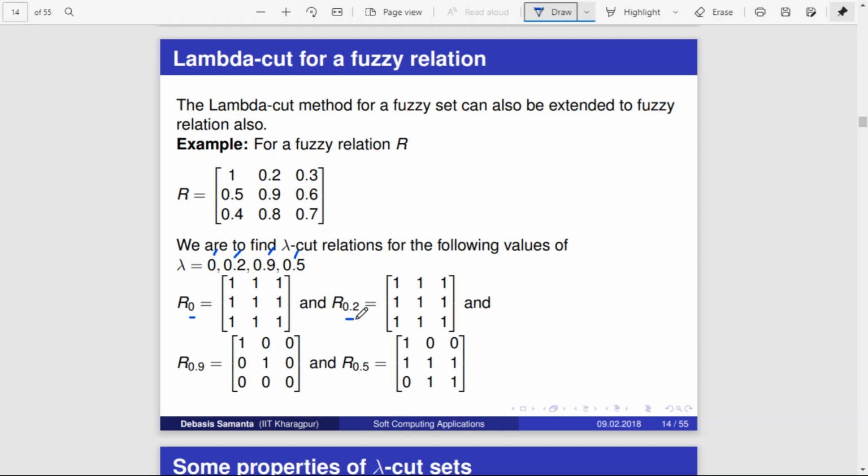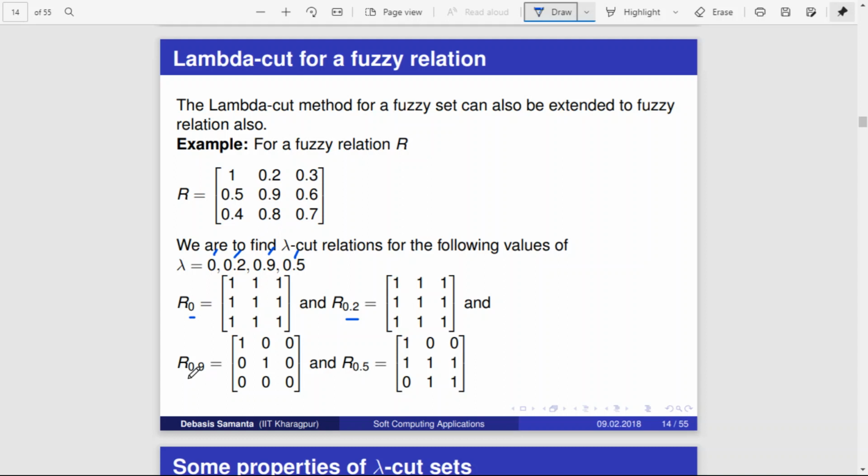Or 0.2 means it will take all values which are greater than or equal to 0.2. Is 1 greater than 0.2? Yes. Is 0.2 greater than or equal to 0.2? Yes. 0.3 is greater than or equal to 0.2. So there are no values which are less than 0.2. So here again everything is 1.